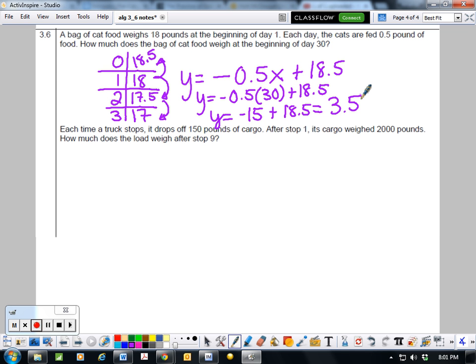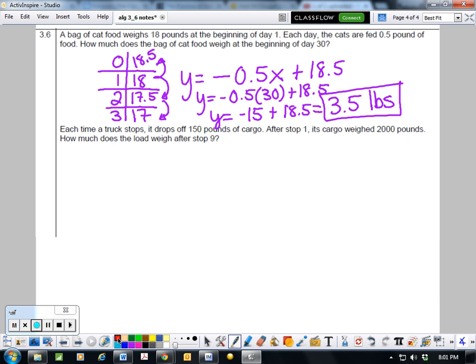Which makes sense because on my odd days I have a whole number amount of food. So on our even days, we end up with 0.5. So I know that it's going to be a 0.5. So that works out. And so now I have to go ahead and label my answer. It's 3.5 pounds of food.